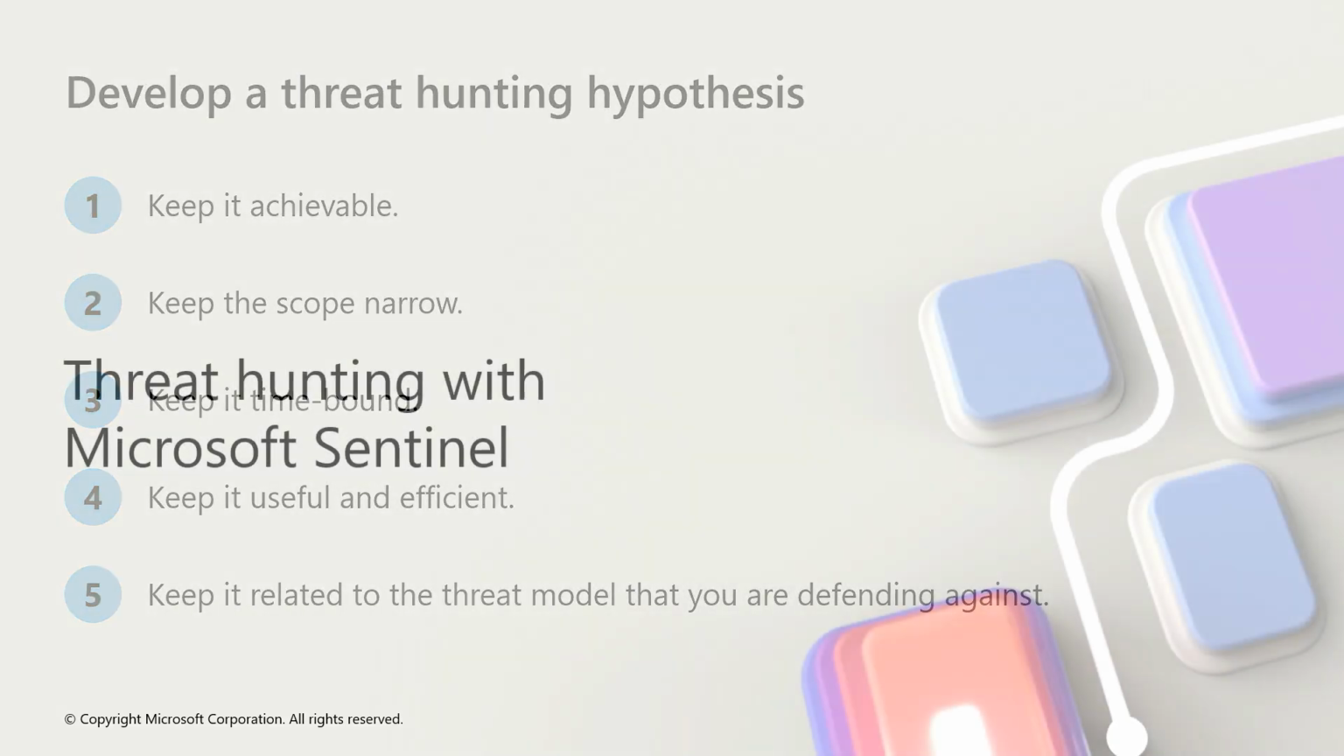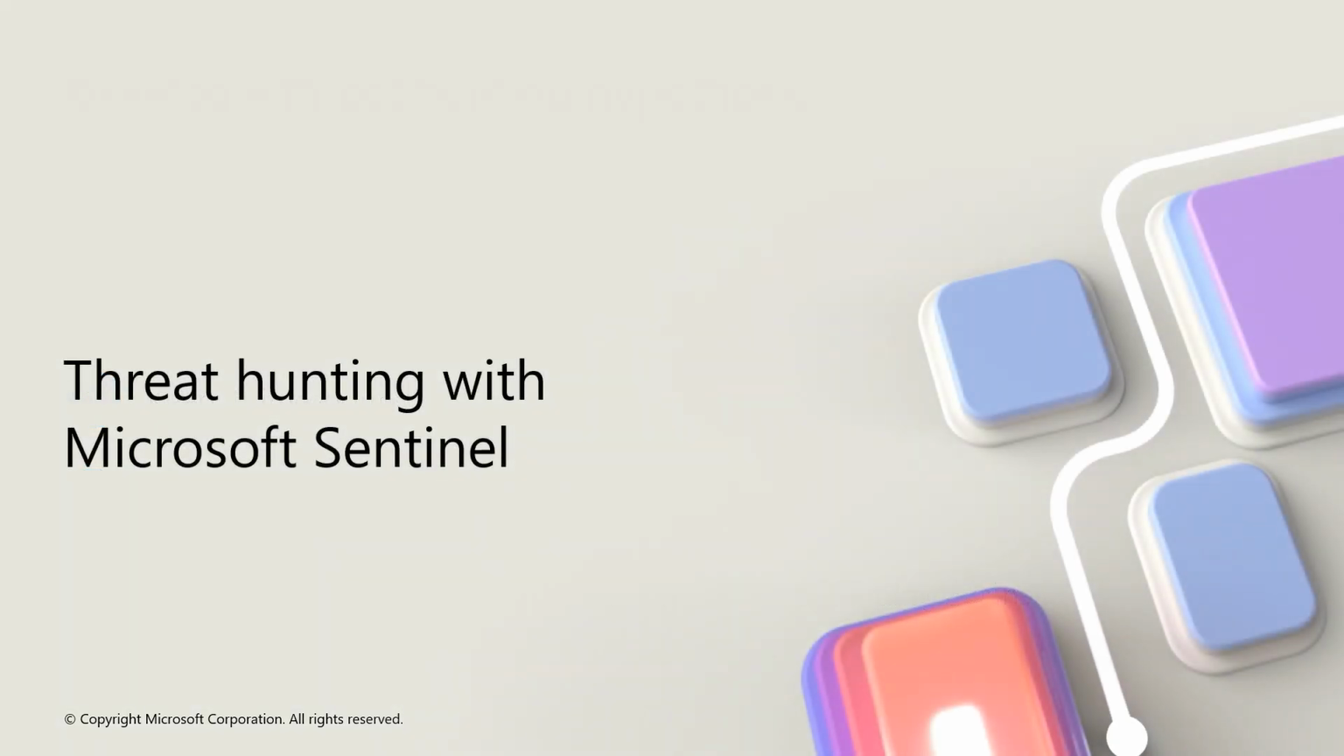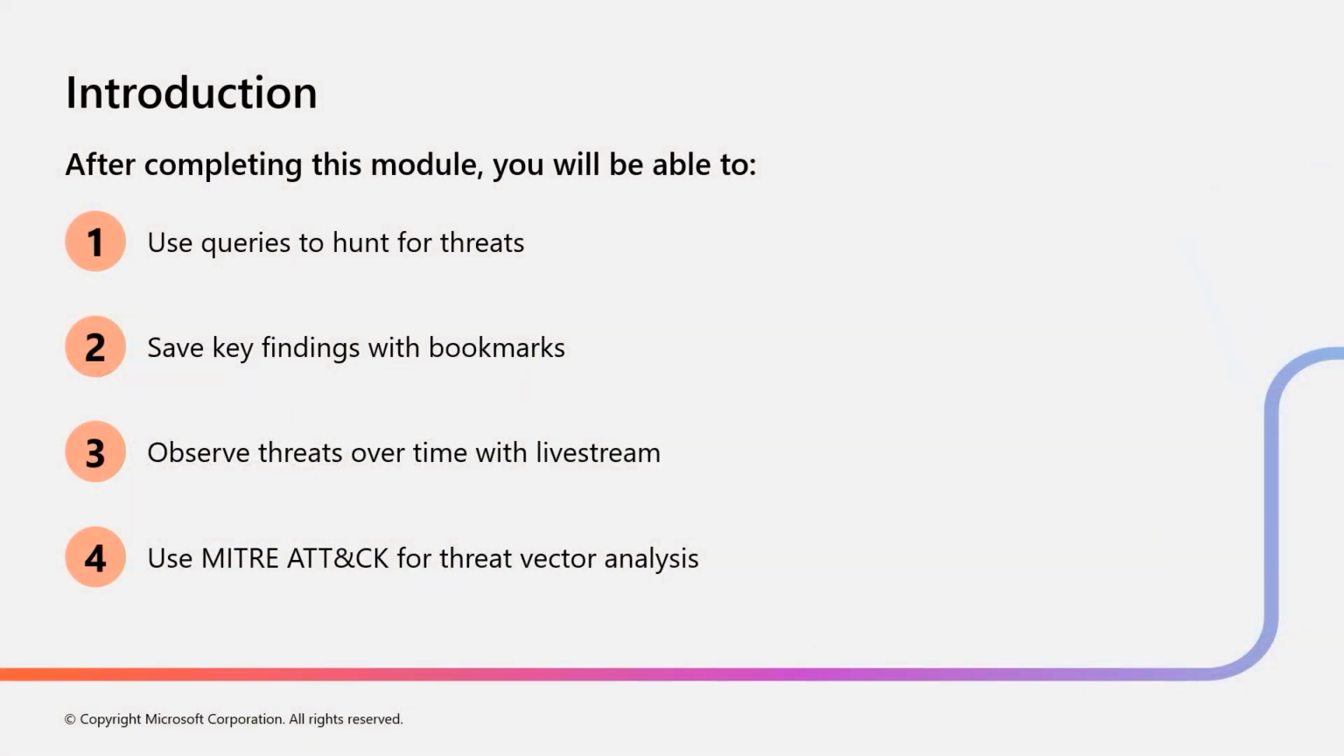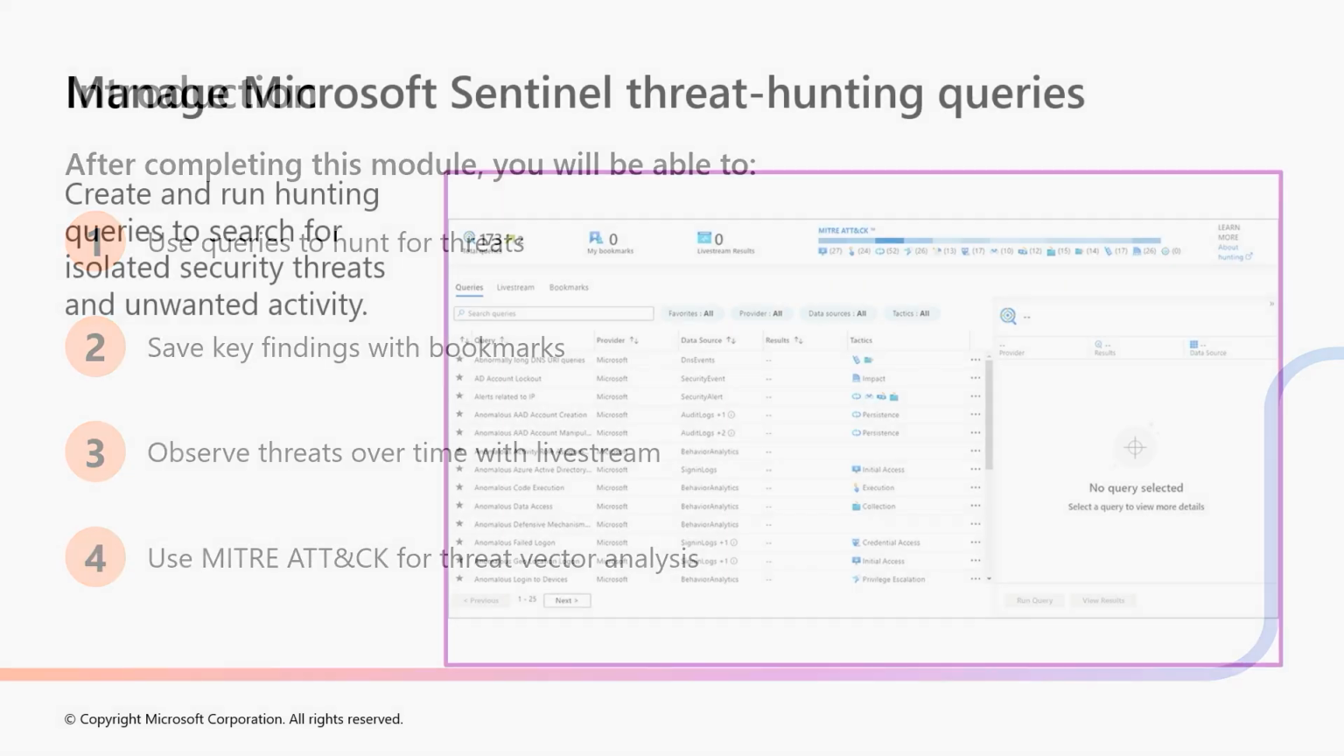Let's jump into our second module, threat hunting within Microsoft Sentinel. After completing this module, you will understand how to use queries to hunt for threats. We'll talk about saving key findings with something called bookmarks. We'll observe threats over time with something called Livestream, and we'll use the MITRE ATT&CK for threat vector analysis.